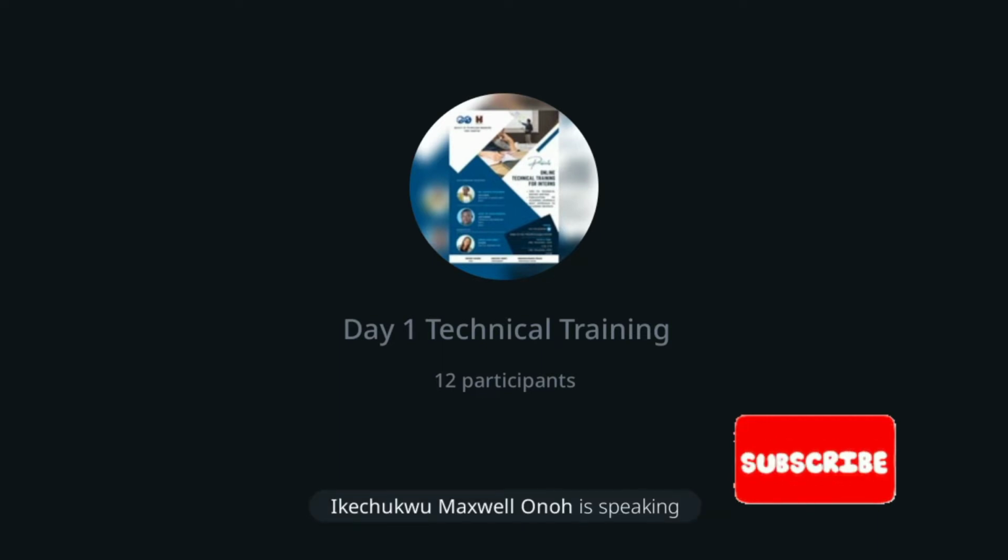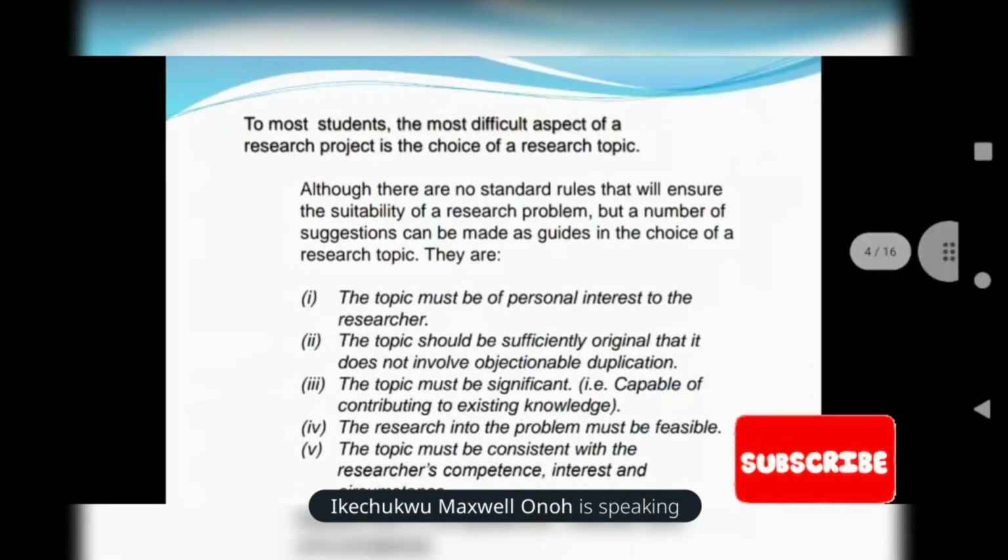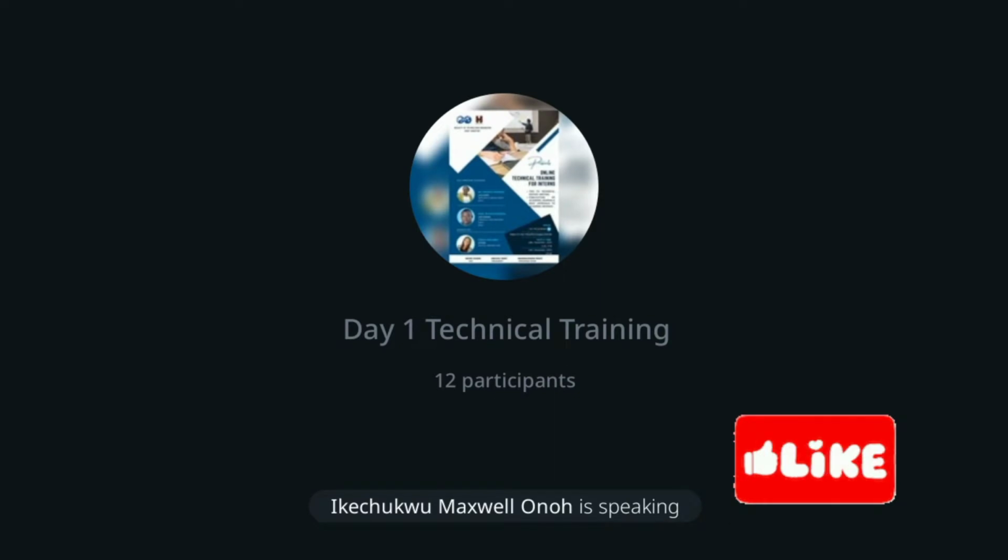Slide 3. To most students, the most difficult aspect of a research project is the choice of research topic. Now that most of us are students, including myself, I'm a student too. I want to say here that I have completed my MBA program, and currently I'm a PhD student. So that is where all of us are, still in the business as students.